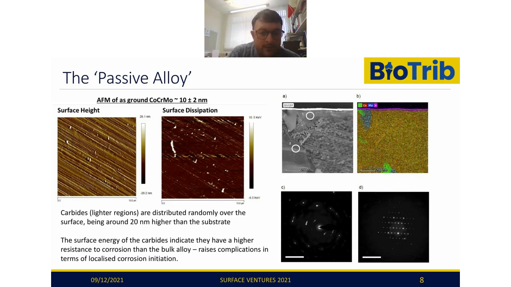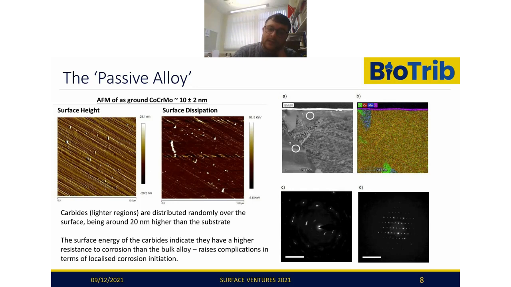You'll get reformation of that passive film in some cases, but ultimately this film, when it's in the body and under mechanical loading, is in a dynamic state of either removal or enhanced transport across those films.